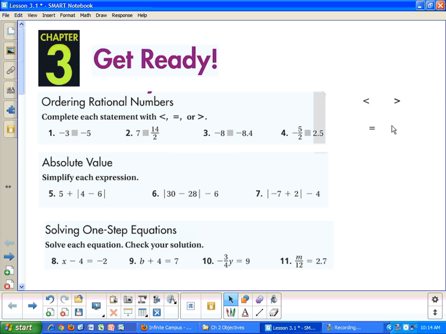Okay, so -3 is greater than -5. 7 is equal to 14/2. -8 is greater than -8.4. And -5.2 is less than 2.5.